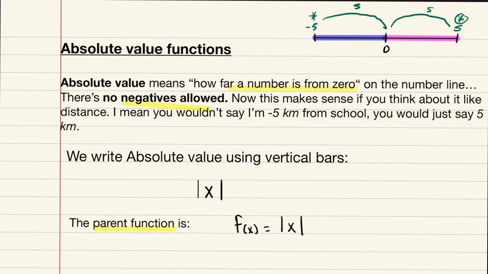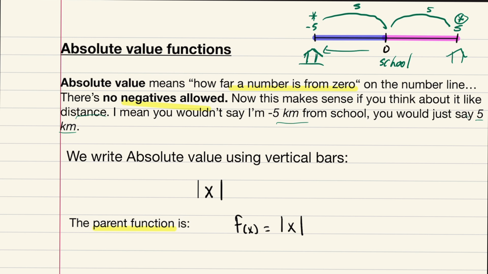Now this can make sense if you think about it like distance. You wouldn't say that I'm negative 5 kilometers from school if you lived over here. So let's pretend your house was over here and this is the school. If somebody asked you how far is your house from the school, you would just say, oh, it's about 5. And that would be the same if your house was over here. You would just say 5 kilometers. So to represent an absolute distance, or I should say just a pure distance, whether left or right, doesn't matter, we say that this is your absolute value of 5.